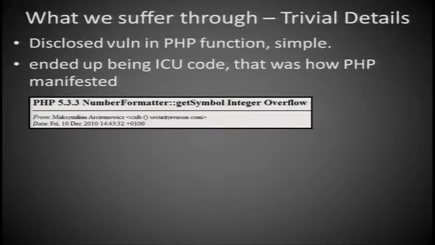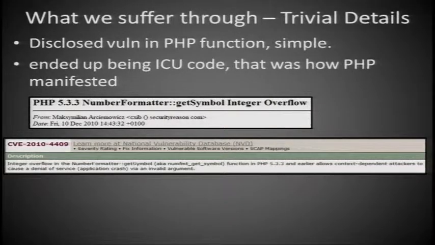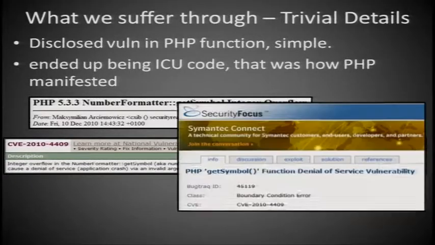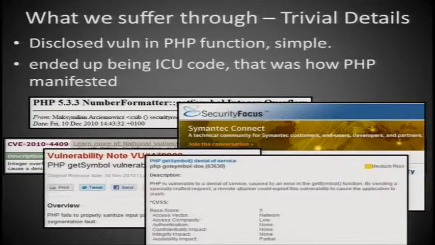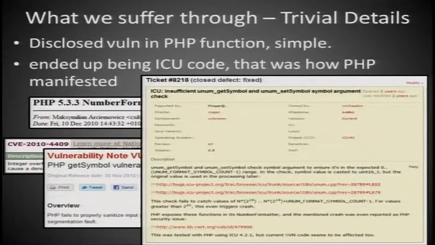So, trivial details. A while back, PHP, this function had an integer overflow, right? It's PHP. Everyone uses PHP somewhere, right? So a CVE comes out. It's a vulnerability in PHP. Security Focus, PHP. CERT, PHP. ISS, PHP. Wait a minute. That's not in PHP. It's in ICU. ICU is a library used in about every product ever. The vulnerability was in that, but it was detected via PHP.